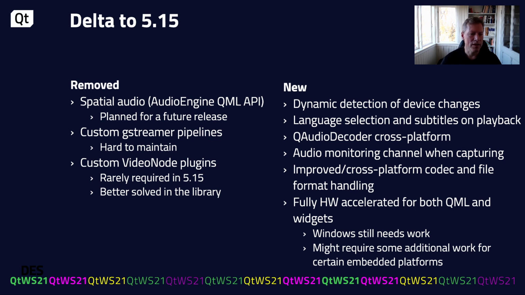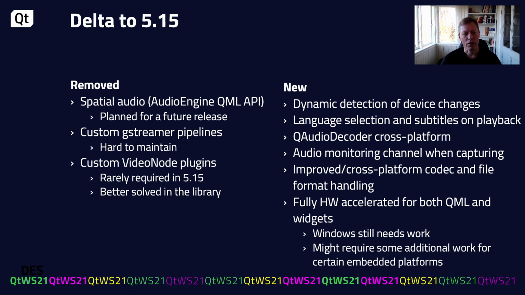Custom GStreamer pipelines was a feature that was used in some cases in 5.15 to work around limitations that we had there. It's a feature we removed because it's very hard to maintain, and we'd rather like to hear from you for the use cases where you needed that feature, and then try to find a way to support that fully in Qt Multimedia directly. There were also custom video node plugins that were available in 5.15. They were rarely required, just to solve certain special use cases on special embedded hardware. And we believe that those are better solved in Qt Multimedia in the library directly.